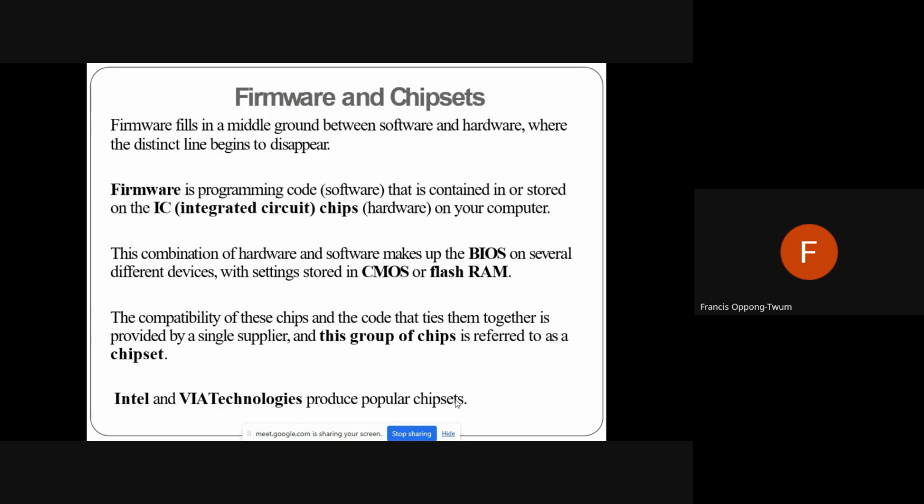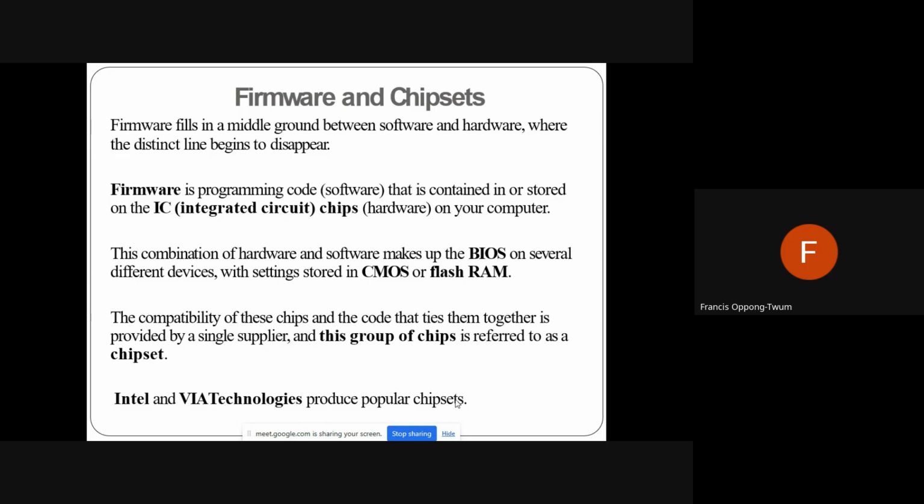Okay, the next component that we saw, that most people didn't mention, is the firmware or the chipset. We are saying that the firmware fills the middle ground between the software and the hardware, where the distinct line begins to disappear. The firmware is regarded as programming code, or mostly software, that is stored on the IC, the integrated circuit chips, on your motherboard. This combination of hardware and software makes up what we call the BIOS.